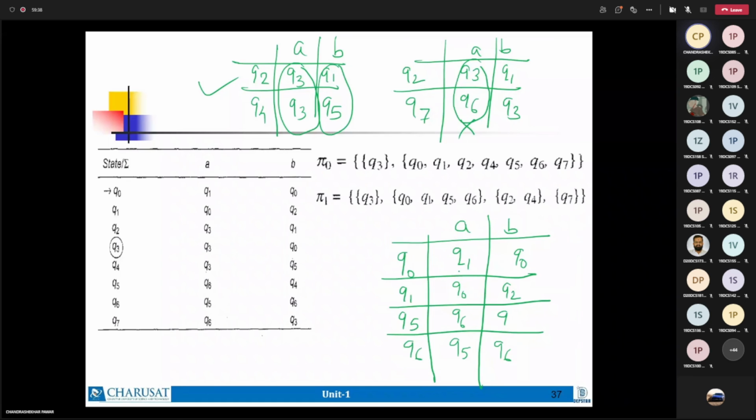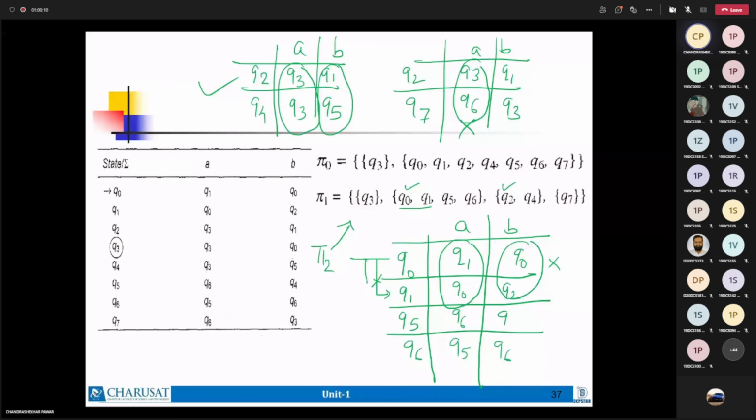Okay. So when we have to obtain the pi 2, we have to observe the pi 1. So let's see. Q0 and Q1 are within the one set. Yes, within the one set. Q0, Q2: Q0 is here, Q2 is here, so they are not equivalent. Means Q0 is not equivalent with the Q1 now. It is equivalent within the pi 1, but in pi 2 it is not equivalent.